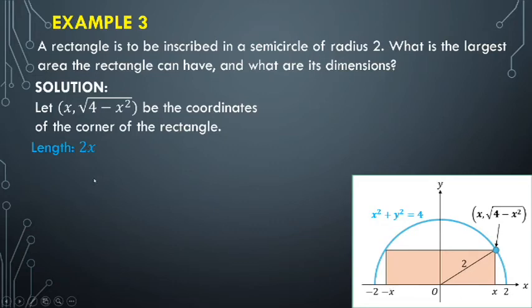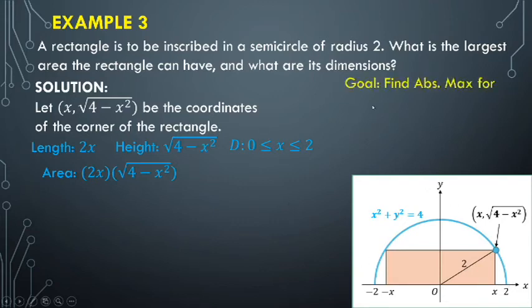So twice x. And its height is the y component of this point, which is square root of 4 minus x squared from here. And the area of the rectangle, which is what we want to maximize, is the largest area the rectangle can have. That is the length times height, which is 2x times square root of 4 minus x squared. The domain of the values of x is from 0 to positive 2. The values of x only go up to here, from the origin up to the radius of the semicircle.